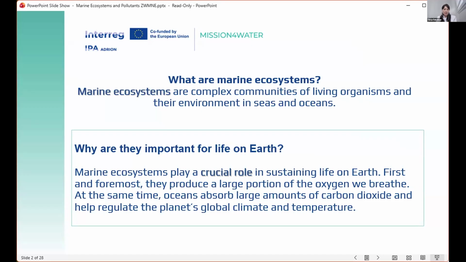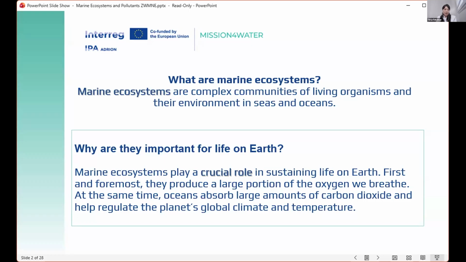Marine ecosystems are complex communities of living organisms and their environment in seas and oceans, and they play a crucial role in sustaining life on Earth. Firstly and foremost, they produce a large portion of oxygen we breathe. At the same time, oceans absorb large amounts of carbon dioxide and help regulate the planet's global climate and temperature. On the other hand, seas and oceans are an important source of food for billions of people around the world, providing fish, shellfish, and other seafood.